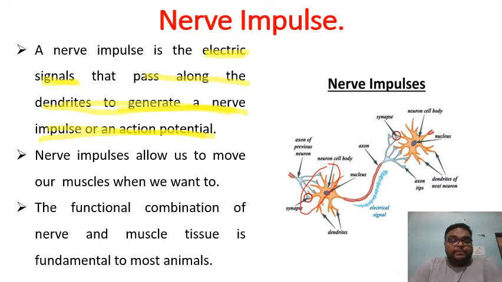So the nerve impulse allows us to move our muscles when we want, right? So suppose I want to lift my hand. What will be happening from my brain? The signals will be coming out from one neuron to another neuron to another neuron until it finally reaches this muscle, and then it will cause a contraction in this muscle, right? So the nerve impulse is what allows us to move our muscles whenever we want. Okay, students?